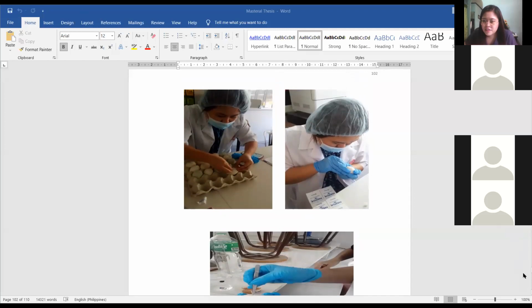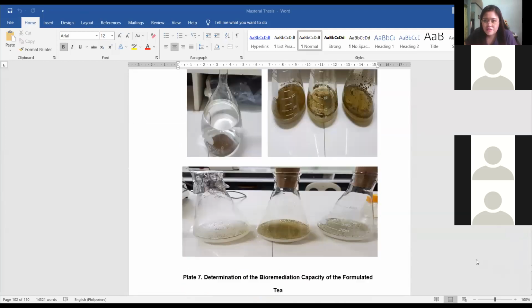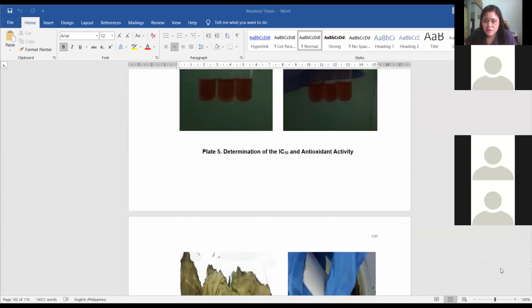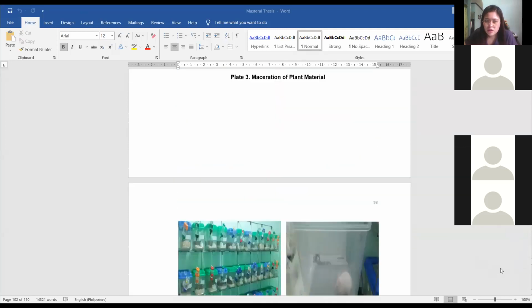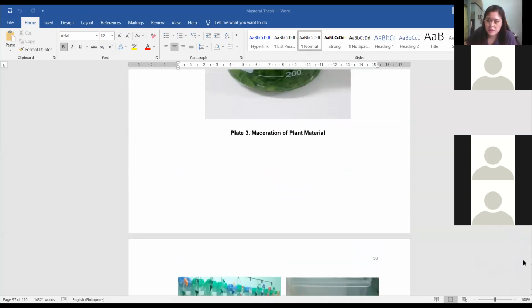Doing anti-angiogenic studies is not really that difficult. The difficult part here is that there is a lot to do. Daghan kay kong testing na pa ko ilaga. Wait lang.